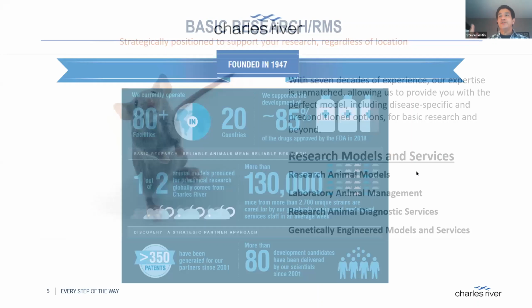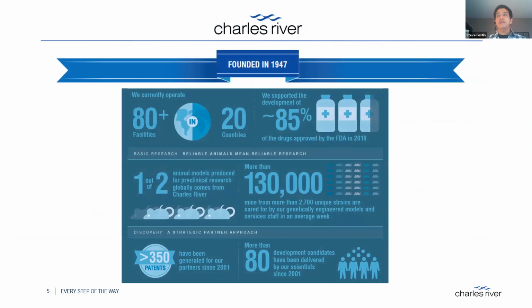So just a little bit of an overview and some quick statistics on where Charles River is now. This is 2018, still waiting on the 2019 numbers to be wrapped up, but we're in over 80 facilities in 20 countries. In 85% of the drugs in 2018, Charles River was involved in some way. And in the research models area in particular, 1 out of 2 animal models typically produced for preclinical research globally comes from Charles River. So think about Charles River as at least a US based company, but we are essentially global, right?